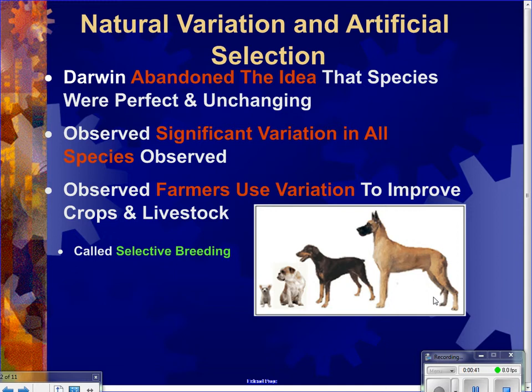And what Darwin did was he observed variation in all kinds of species. And when he went home to England, he observed that farmers use variation all the time to improve crops and livestock. And we call this selective breeding. So for example, if we were to look at dogs, whether we're a Chihuahua or another type of dog, they all are the same species, and it's just variation within that species. People have selected for the different breeds of dogs. So everything from Chihuahuas to Great Danes.